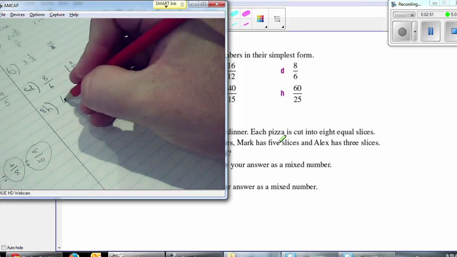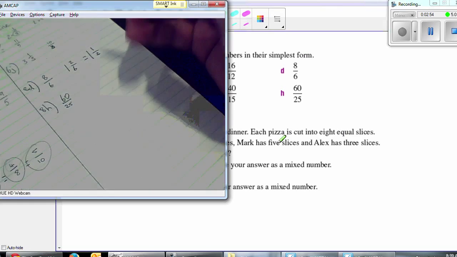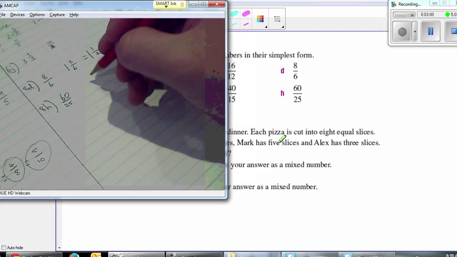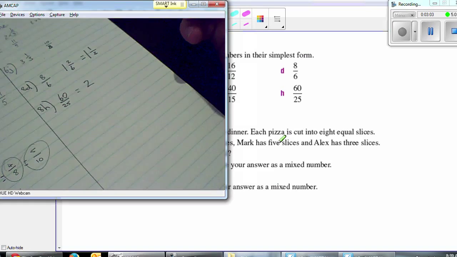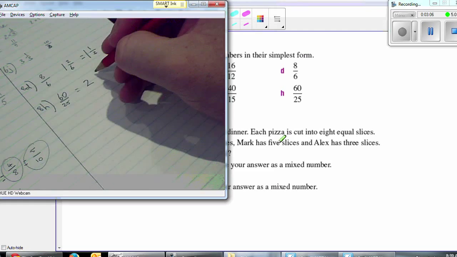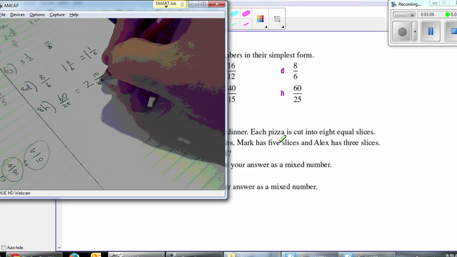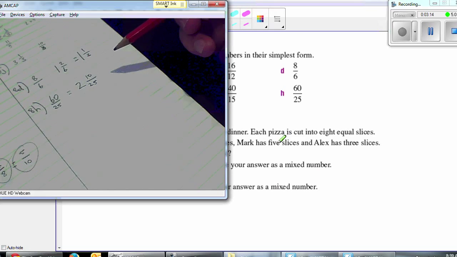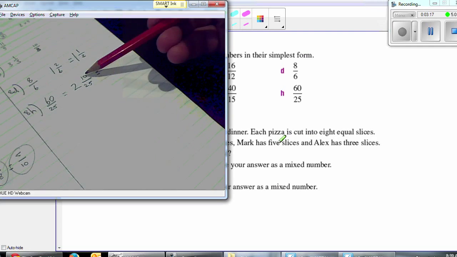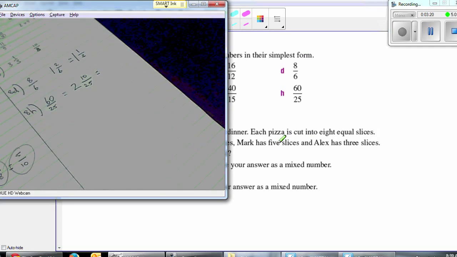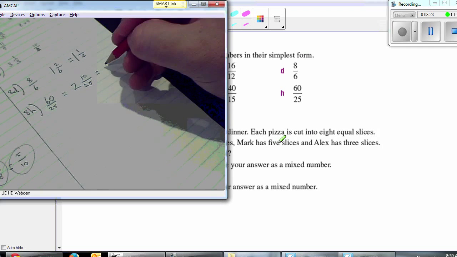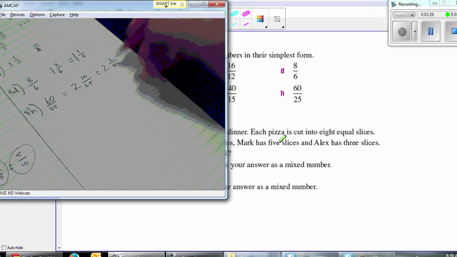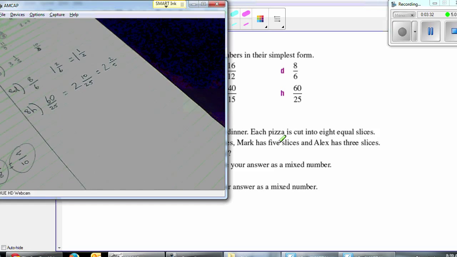All right, 60 over 25. All right, now here, once again, how many times can 25 go into 60? Well, I know it can go in twice. All right, so 2. And how many are left over? Well, there's 10 left over. And the denominator stays the same. So we've just turned this into a proper fraction. All right, now we need to simplify. That's a 0, that's a 5. I know that they're both divisible by 5. 5 goes into 10 twice. All right, and 5 goes into 25 5 times. All right, so our answer there is 2 2/5.